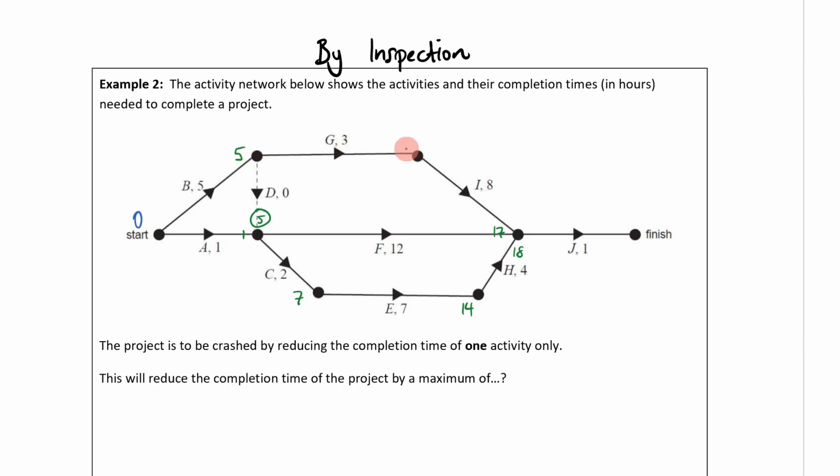5 plus 3 is 8. 8 plus 8 is 16. 18 is my bigger number. 18 plus 1 is going to be 19. So that means my earliest completion time here is going to be 19. Let's do that in blue.